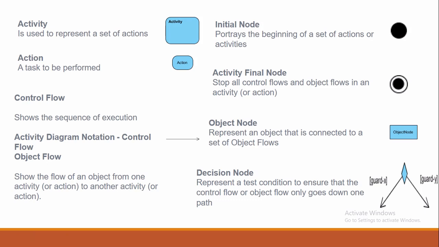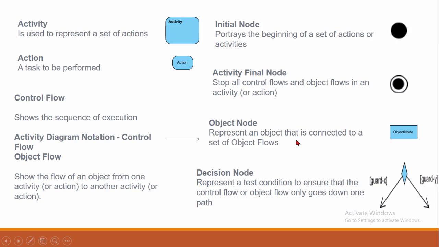It is the starting point of your activity diagram, or the initial stage of your set of actions or activities. Next we have the activity final node. This node notation is used to stop all the control flows and objects, or it is a final stage. Okay, then we have the object node.